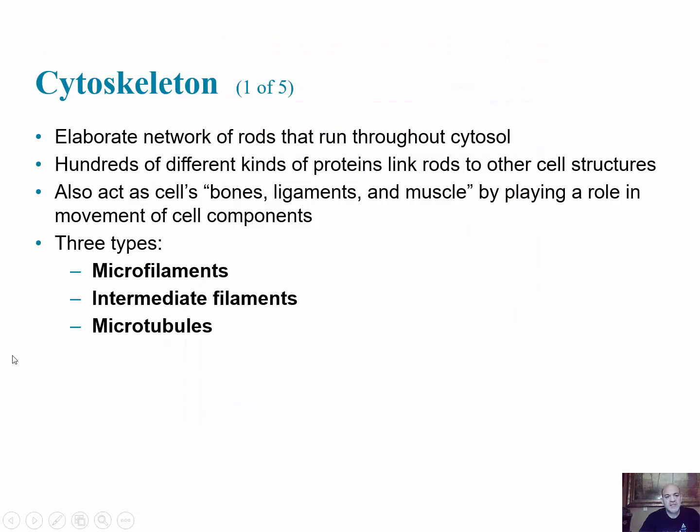Now we're going to look at the cytoskeleton, which is non-membranous, or non-membrane bound structures. And so what is the cytoskeleton? It's an elaborate network of rods that run throughout the cytosol. There are hundreds of different kinds of proteins that link rods to each other and to other cell structures. These also act as a sort of support for the cells. So the analogy would be bones, ligaments, and muscle. Because some of them are involved in attachment of structures, some are involved in just support like the bone would, and some are involved in movement.